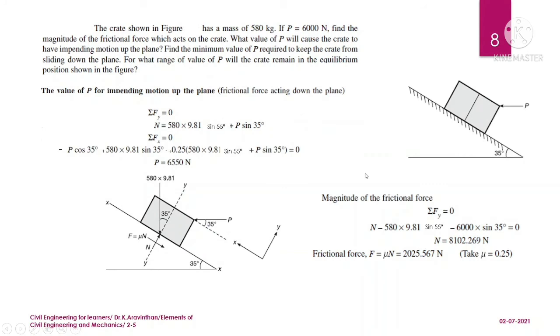Yes, let us take the next problem. A crate is shown in figure, and which has a mass of 580 kg. So this is the object, and which is having a self weight of 580 kg, which will be acting vertically downward, and if P equal to 6000 Newton, so there is a force P acting in the horizontal direction. This force is 6000 Newton.